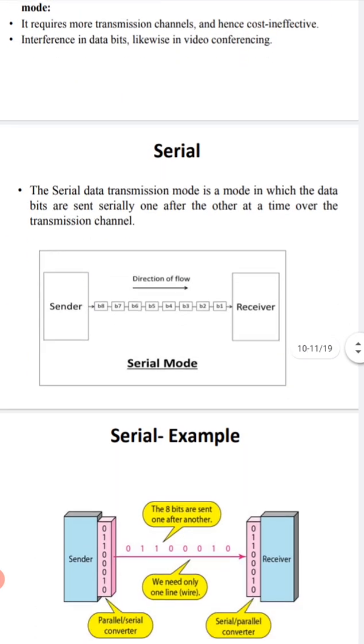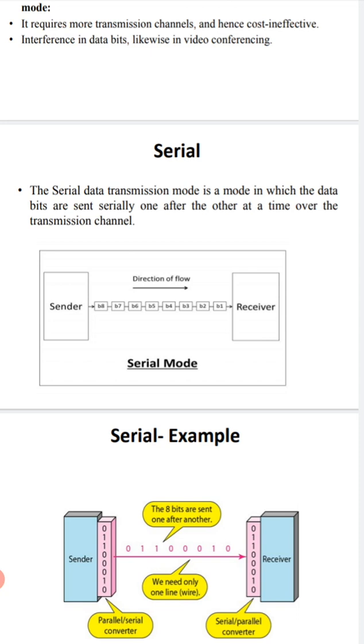Then the next type of transmission mode is serial transmission mode, in which the data bits are sent serially, one after the other, at a time over the transmission channel. So after sending one bit, the sender can send the next bit. So one bit after the other at a time.